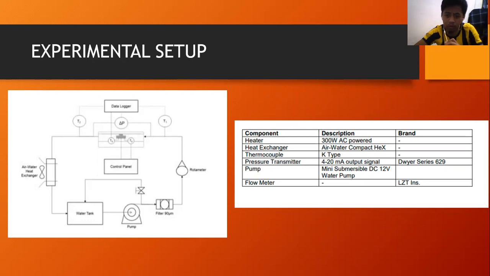And next is the pressure transmitter. We use a 4 to 20 mA output signal, and the brand is Dwyer Series 626. And the pump is a mini submersible DC 12 volt water pump. This pump can be submerged. And the next component is the flow meter.